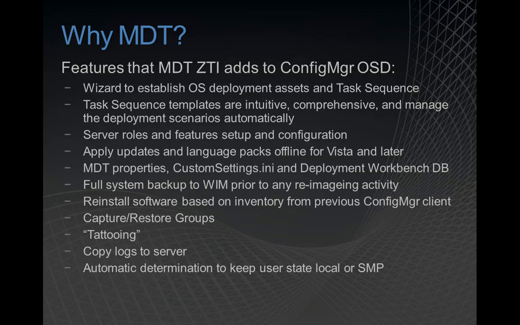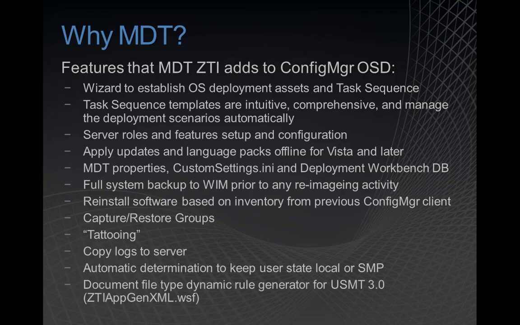Furthermore, when using USMT version 4, MDT will automatically enable NTFS hard link support, which dramatically reduces the time it takes to capture the user state because it doesn't need to make a copy of files, and it only requires 250 megabytes of free disk space, thus increasing the probability that the user state can stay local.